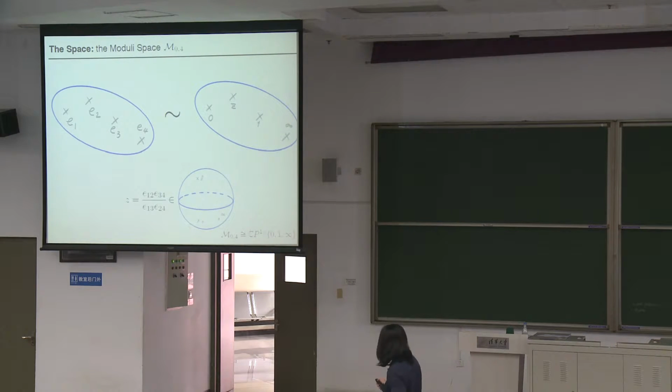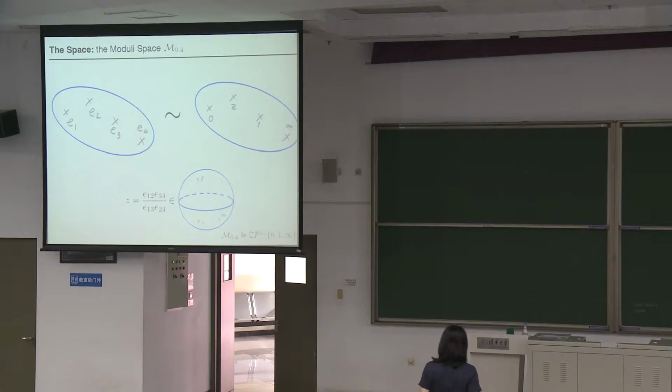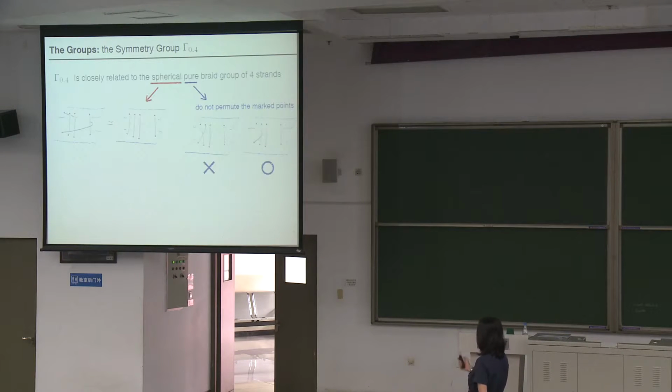After knowing the moduli space, we want to know the symmetry of the sphere with 4 punctures. And the symmetry group clearly is closely related to the spherical pure braid group of 4 strands.